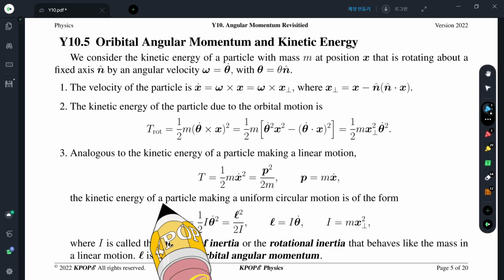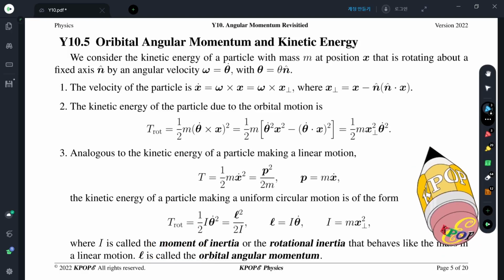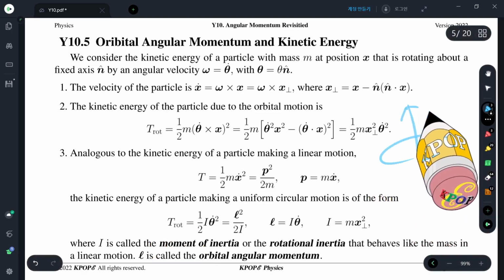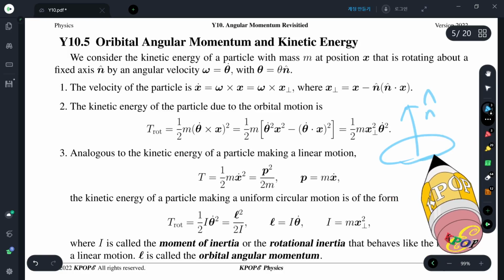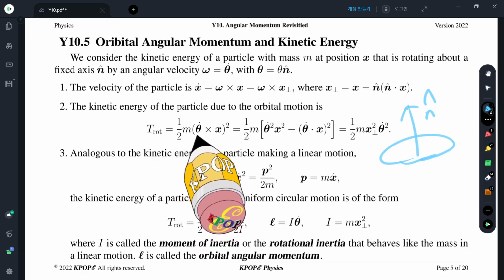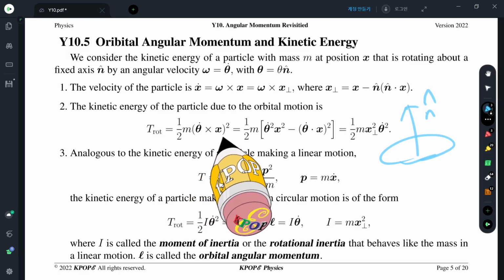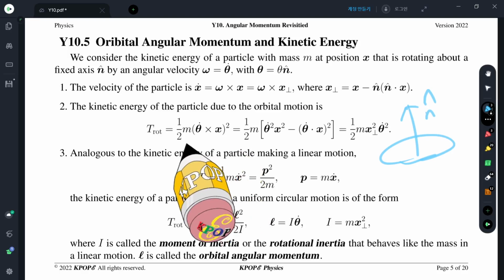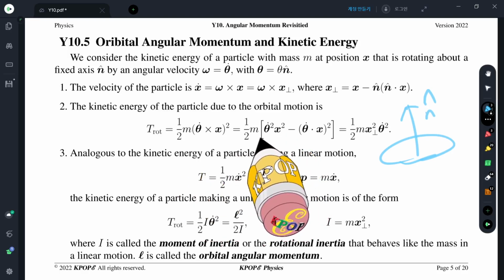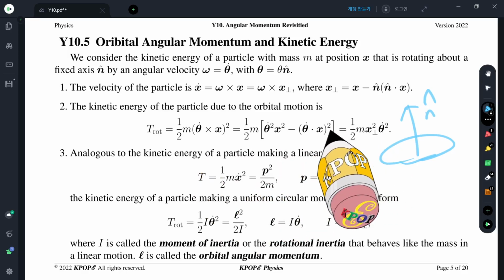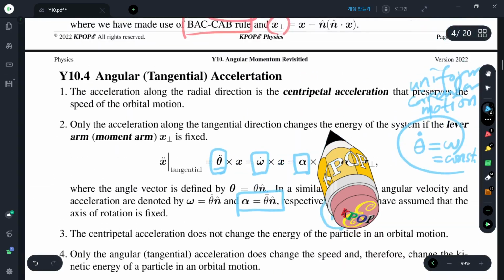If a particle is rotating about the fixed axis n hat, the kinetic energy can be written in a simple form. First of all, velocity of a particle is omega cross x. We square, then we find a similar structure as we just have obtained here.